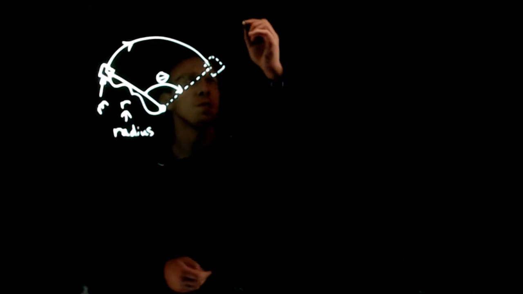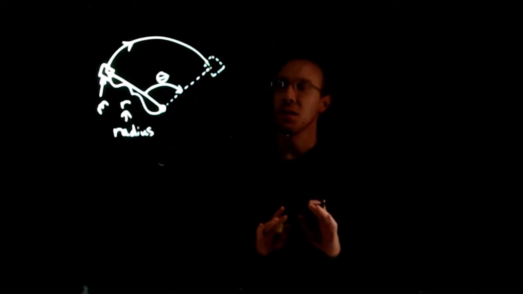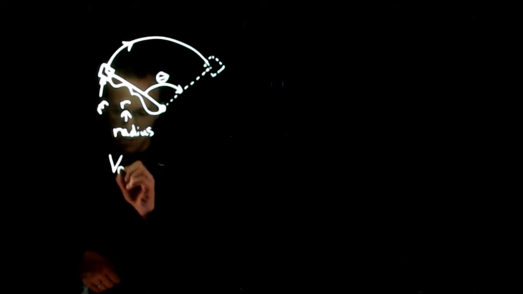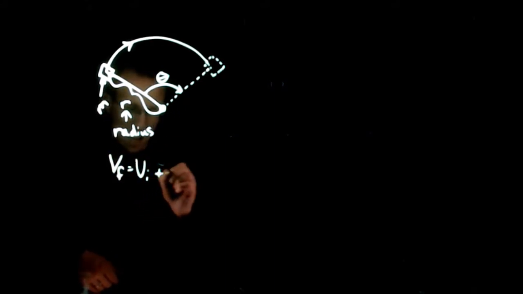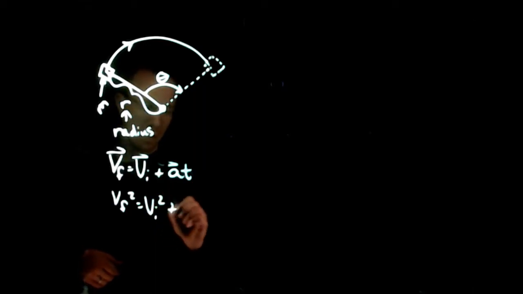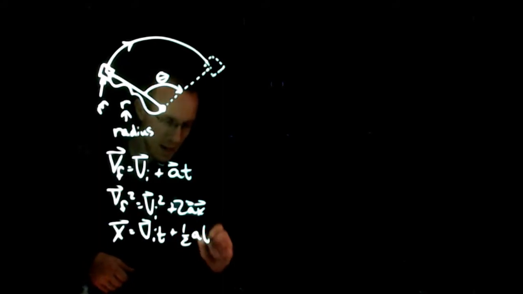And so I'm going to write down our original kinematic equations, and I'm going to write down the variables associated with each. So our three big kinematic equations were VF equals VI plus AT. Don't forget those vectors. VF squared equals VI squared plus 2AX. And X equals VIT plus 1/2 AT squared.